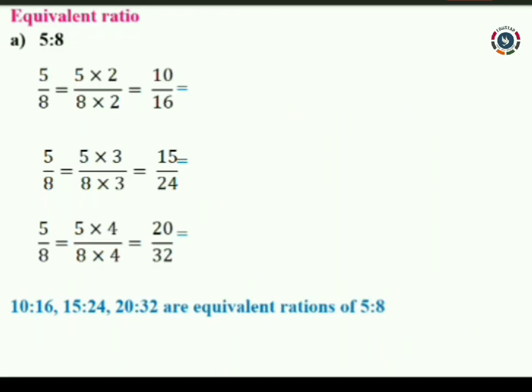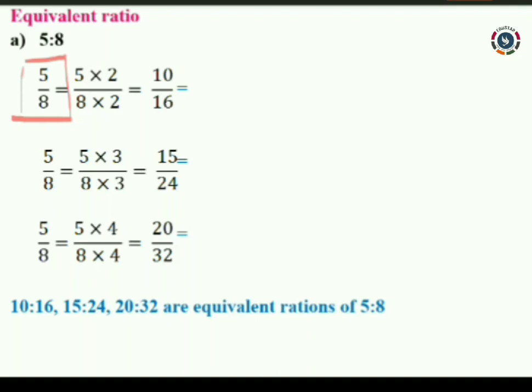Next concept is equivalent ratio. For finding an equivalent ratio, first you have to write a fraction for the given ratio, and next you have to multiply or divide the numerator and denominator by the same number. Let's see one example. 5:8. First step, you have to write it as a fraction, right? So your fraction is 5/8.